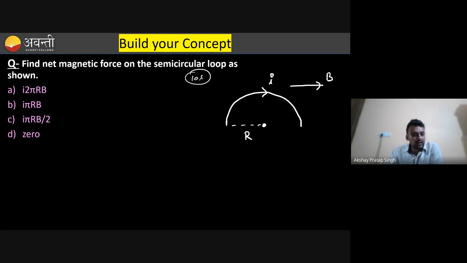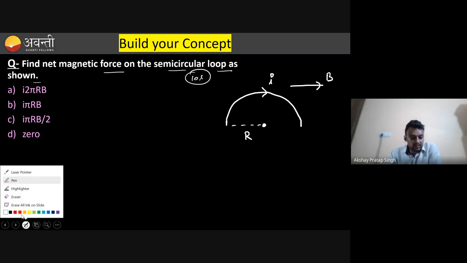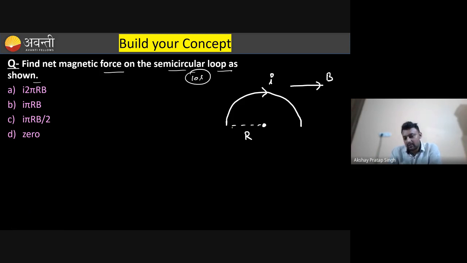Now listen to me. Find the magnetic force on a semicircular loop as shown. This is the semicircular loop, and you have committed the same mistake that we dealt with in the previous part. What is the force? Cuckoo is saying option D. Very good, Cuckoo. F is I L effective cross B.